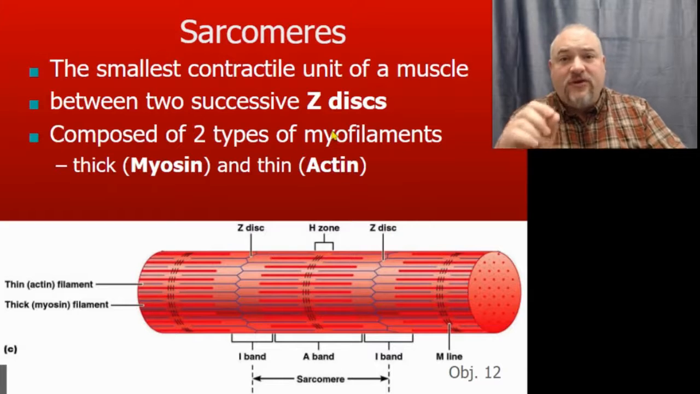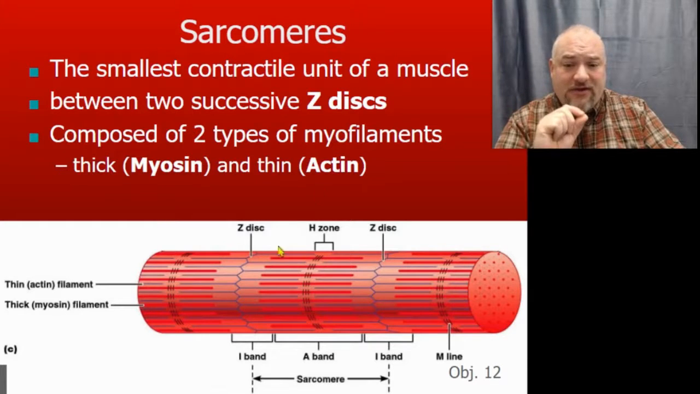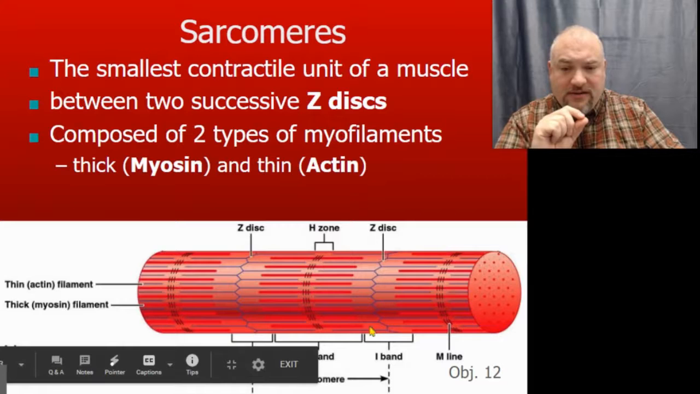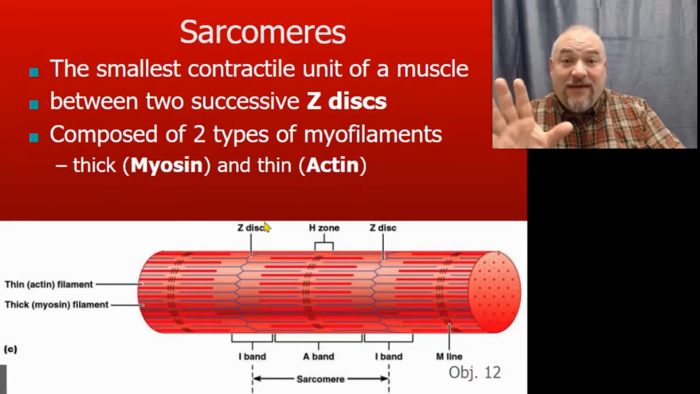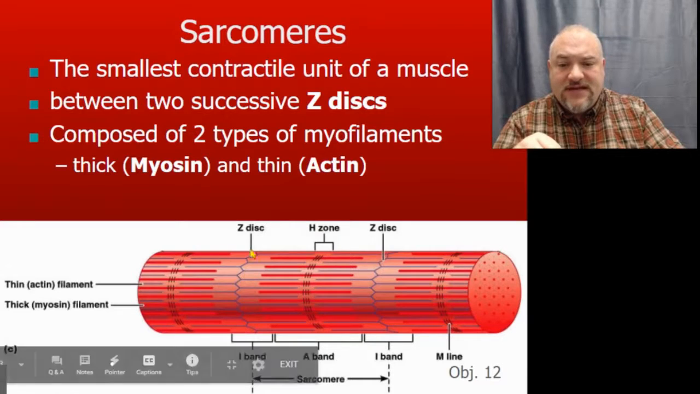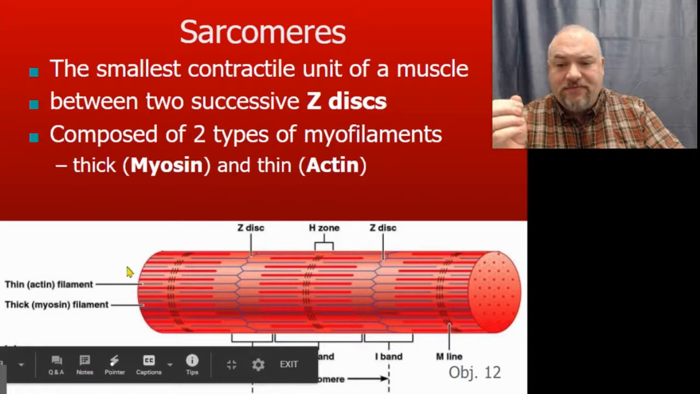Okay, so the sarcomere is the smallest individual contractile unit. We have one sarcomere from here to here, and then there'd be another one over here, and another one over here, and so on. The delineating line between the two sarcomeres is this thing called the Z-disc. These blue lines here are actin filaments, which we also call thin filaments.